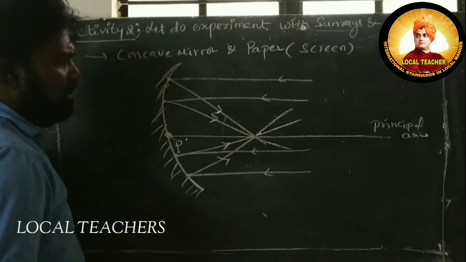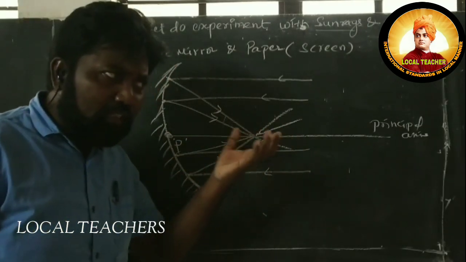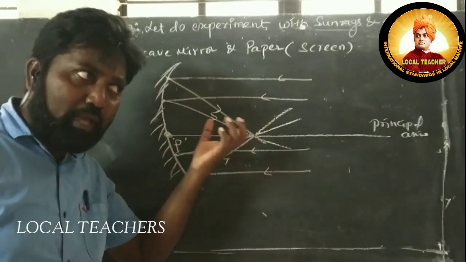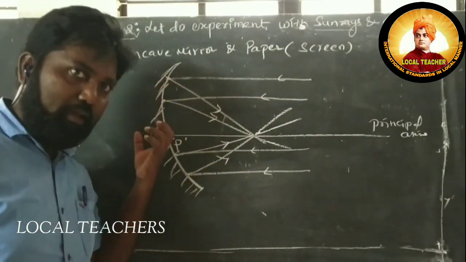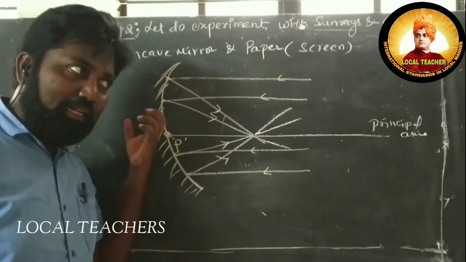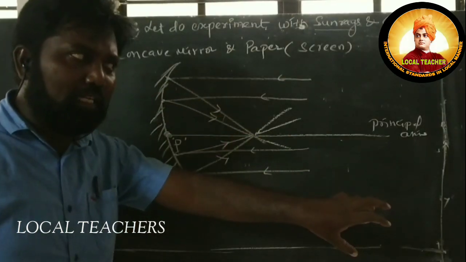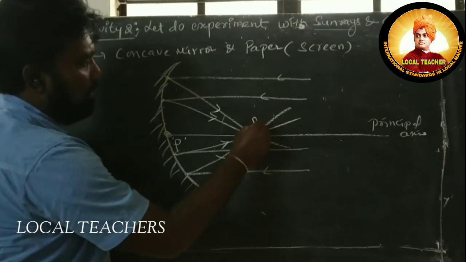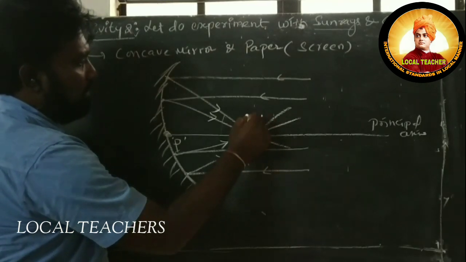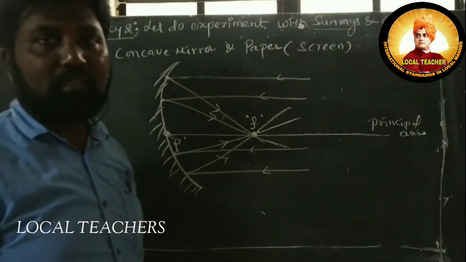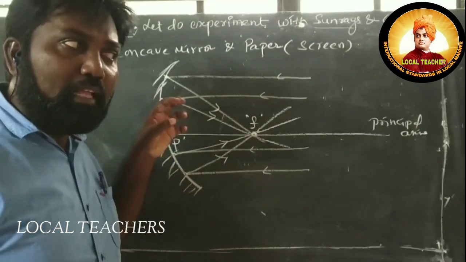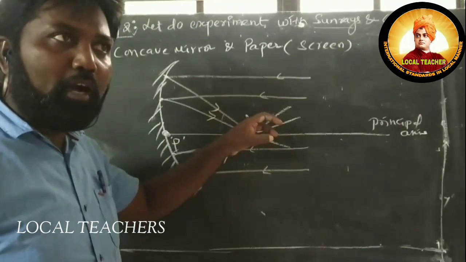That means, when the parallel rays fall on the mirror, this mirror converts all the reflecting rays to a point. So that point is called focus. Here all the rays are converging at a point.